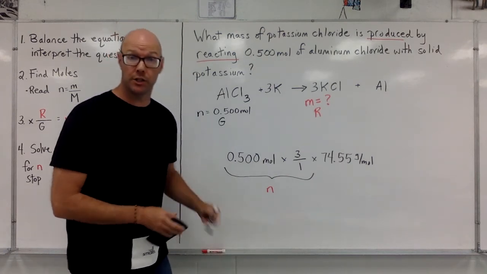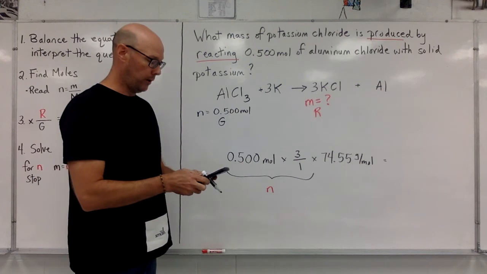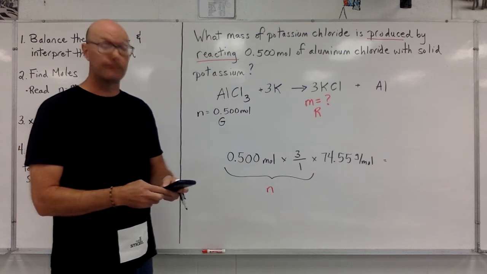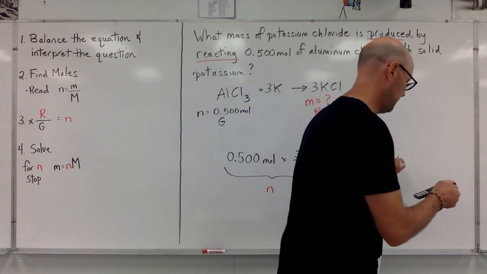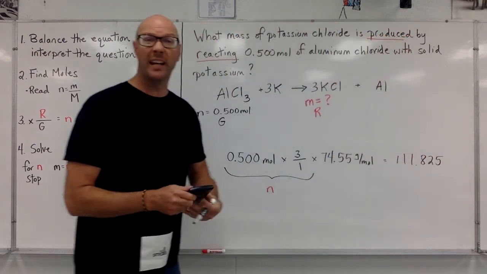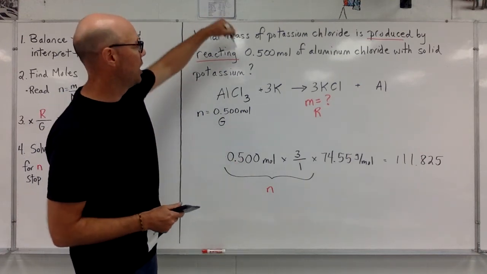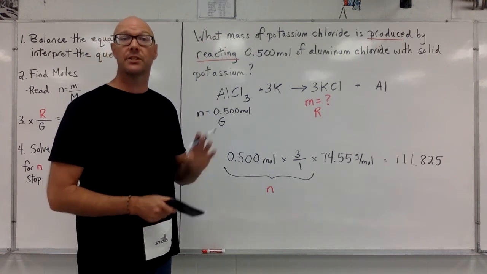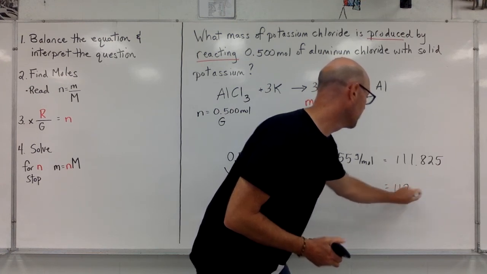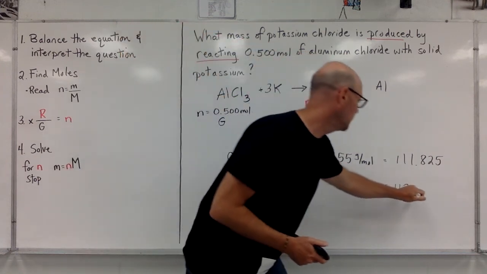So I have my calculation set up now. Lots of things going on, lots of buttons to push. 0.5 times 3 over 1 times 74.55. 111.825 is the raw answer that comes out on my calculator screen. I need to think about the significant digits. The number in the question has 3 sig digs. My answer needs to be the same. This rounds up to 112, and we found the mass. Grams.